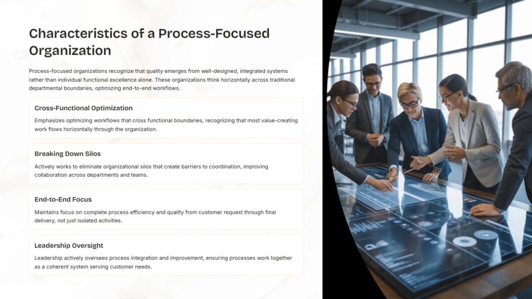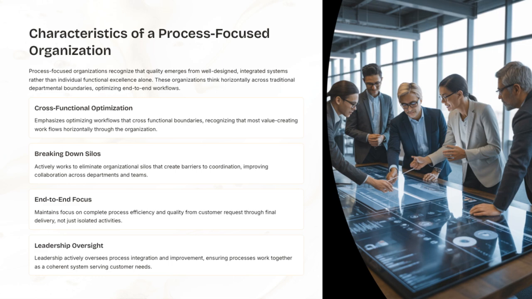ensuring they function as a coherent system that truly serves customer needs. This means maintaining a focus on the entire process, from the initial customer request all the way through to the final delivery. It's not just about isolated activities or individual tasks, but about the full end-to-end flow. Leaders need to work to eliminate organizational silos. That's when different departments or teams become barriers to effective coordination. Breaking down these silos helps improve collaboration across the organization, making workflows smoother and more integrated.